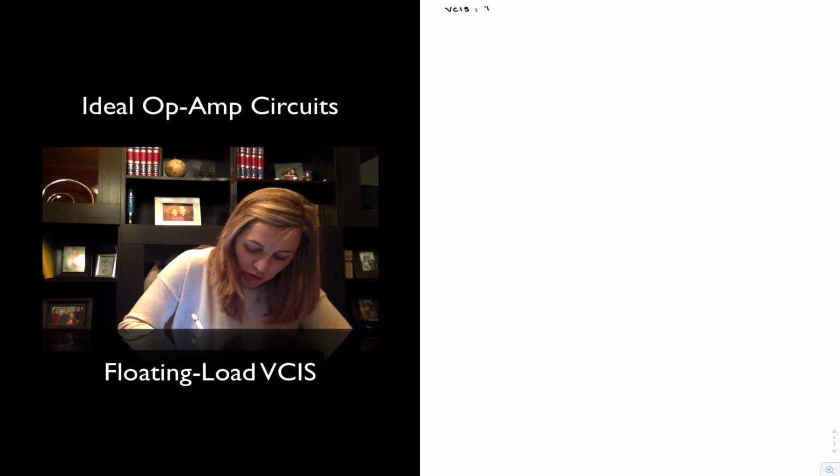And we're going to see a couple of different configurations for transconductance amplifiers using op-amps, and we're going to use the ideal op-amp model to analyze these circuits again. So voltage-controlled current sources, also referred to as transconductance amplifier.